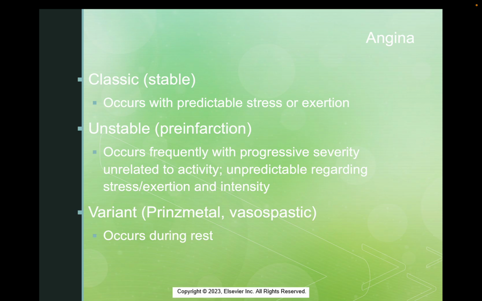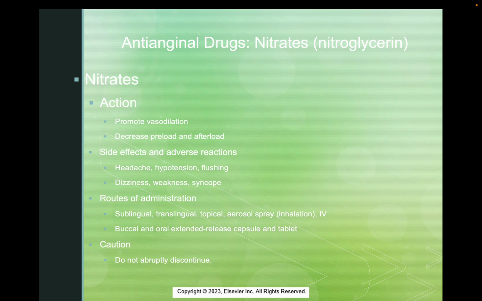There are also variant types of angina, known as Prinzmetal or vasospastic angina, and those also occur during rest. Those are not as common, but you do need to know the difference between classic or stable angina and unstable. So our nitrates are our first-line drug for angina.